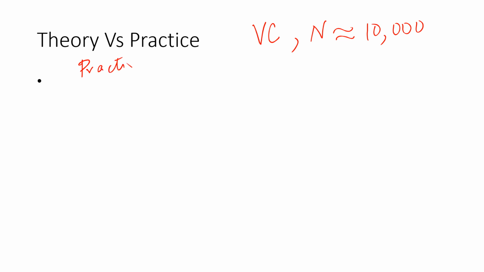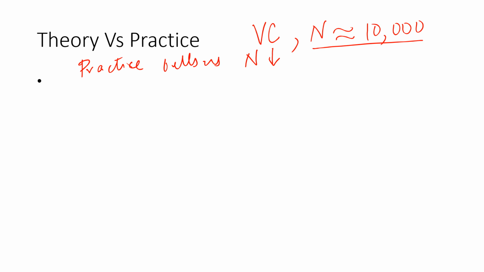So practice tells us that this n is much lower than what theory is telling us. So essentially there exists this difference, there exists this slack between theory and practice. And let us try to understand why there is this slack.